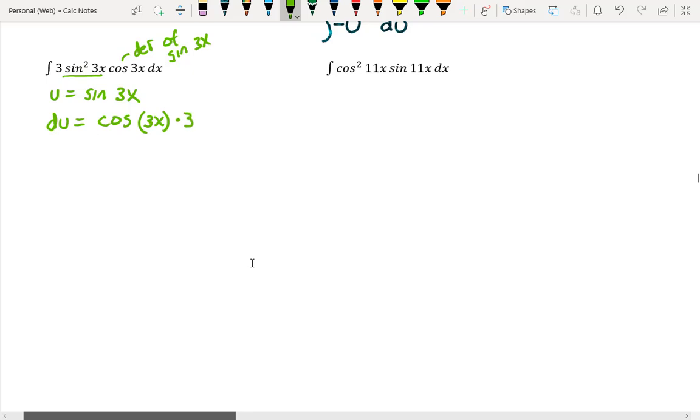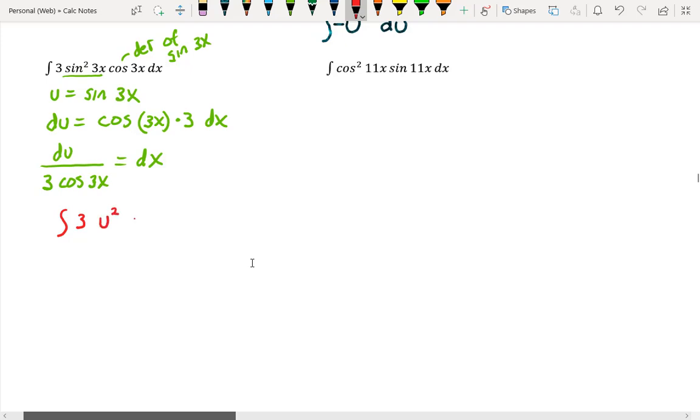so that would be times 3 dx. We want to divide out the cosine on both sides, so we're going to have du over 3 cosine 3x equals dx. Now we'll substitute it back into the original function, so we need to be careful when we do this. So here we go, original function. My original function was the integral of 3. Now remember, my u value is sine, so that's going to be u squared.